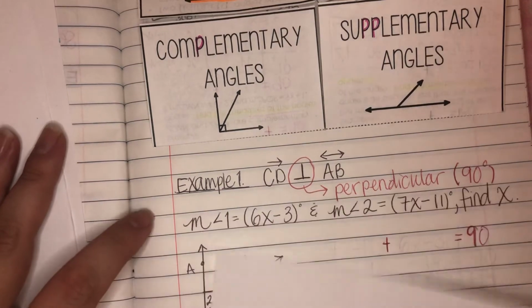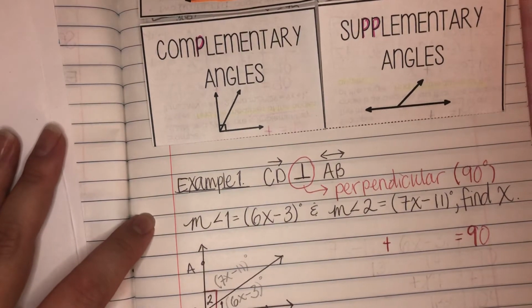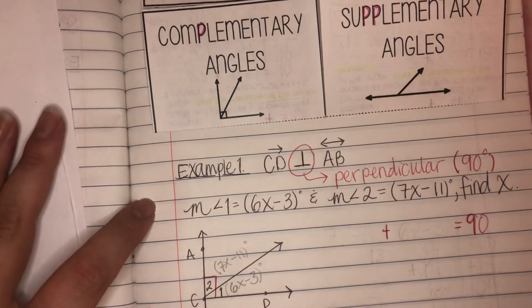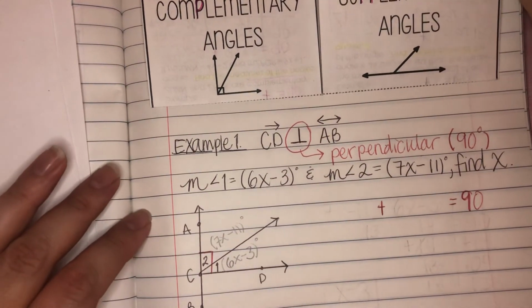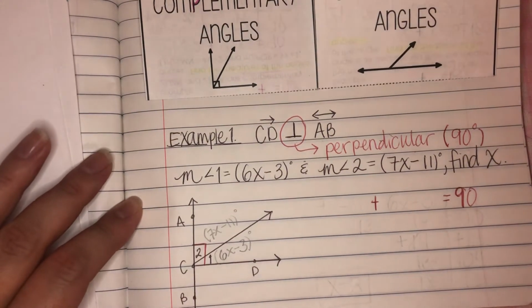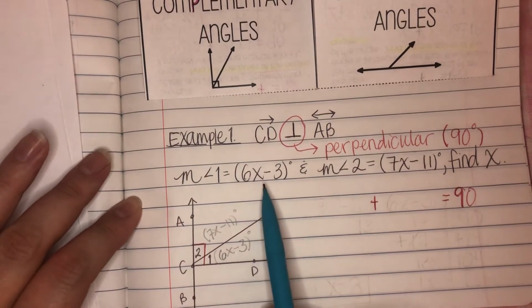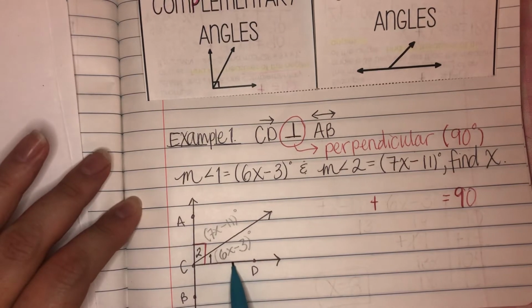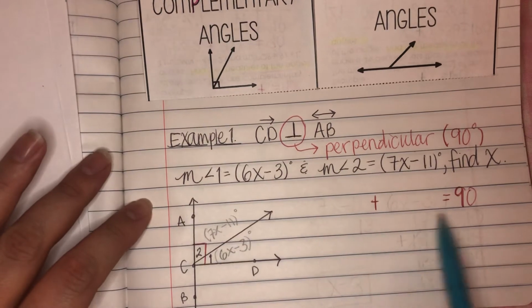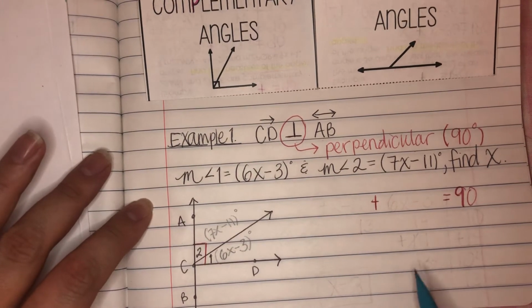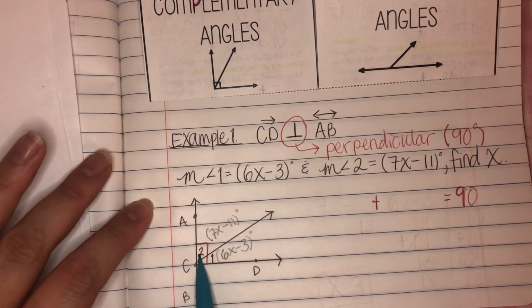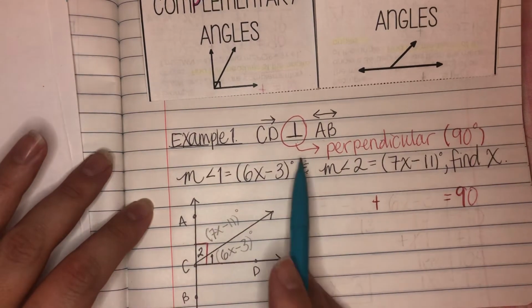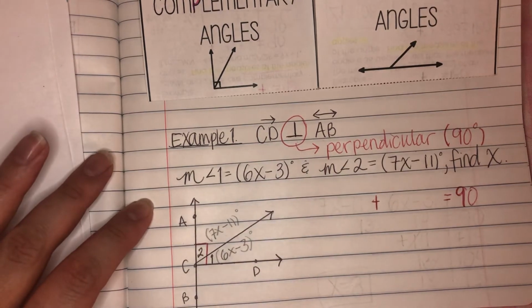So let's go ahead and take a look at our problem. I'm given two angles, measure of angle 1 and measure of angle 2, and I have a picture. Let me slide that up to make sure you can see it. There we go. I've gone ahead and placed angle 1 in the picture, 6x minus 3, and angle 2 in the picture, 7x minus 11. And I've set up my problem. I knew to add them together because angle 1 and angle 2 are complementary because of that perpendicular symbol, not the word, the symbol.